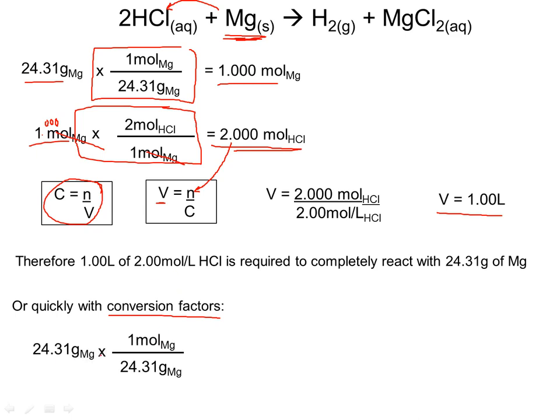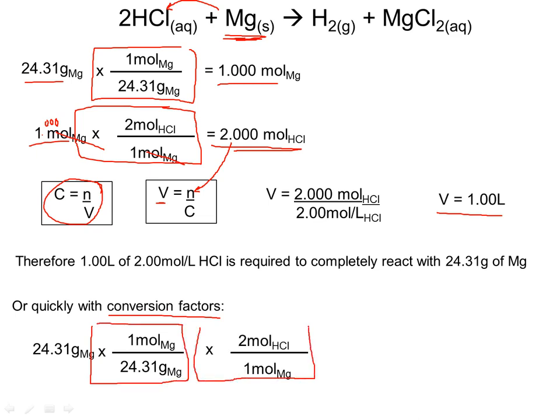So the first one gets us 1 mole of magnesium. The second one gets us 2 moles of HCl. Same calculation we did before, we're just doing it all at once. The third one here, so let's go through the math. We've got grams of magnesium canceled out with the first conversion factor. Moles of magnesium is canceled out with the second one. And now we're in moles of HCl. That's the unit we're looking at right now.